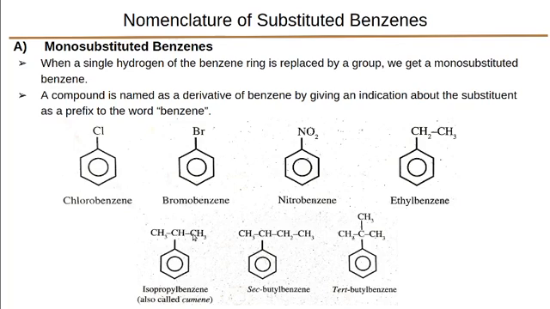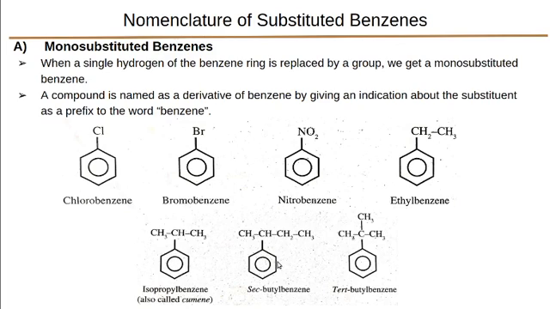This is the isopropyl group, also a secondary alkyl group. Secondary means a carbon which is attached to other carbon. So this is the isopropyl group. Isopropyl is the prefix word for the substituent. Isopropyl benzene is this compound that is also known as cumene.